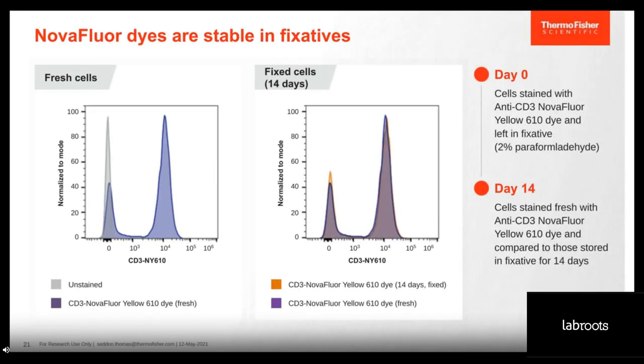And so in addition, there's this question of, okay, if you fix the cells, what happens? And this has been something that's been tested a lot with COVID. So, if you can't run your sample right away and you leave it in fixative, does that change what you see, or do you start getting more background? And you can see here that when you're looking at fresh cells versus fixed for 14 days, there's really no differences detected in those samples. So again, very encouraging in terms of how consistent and stable the dyes are.